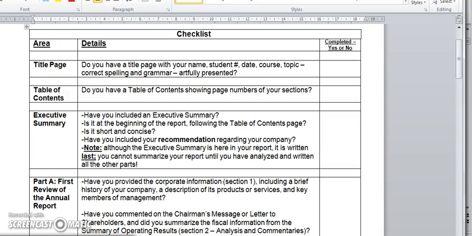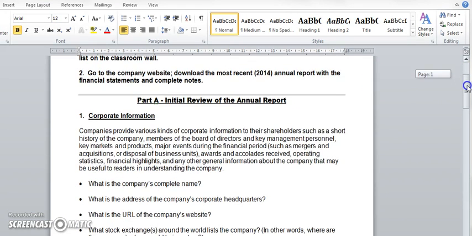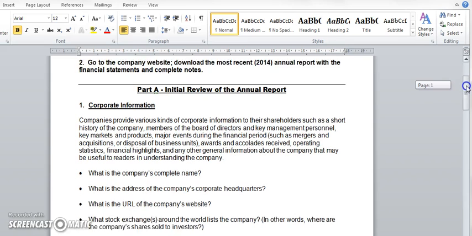And so for our intents and purposes, we're going to be using Chapter 4 of the textbook because the textbook is Presentation of Financial Statements, and it focuses on the annual report. Let's go to this Word document, which is Part A, the initial review of the annual report.